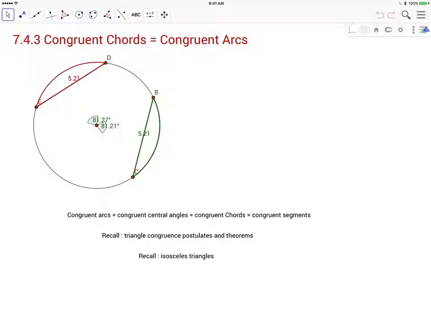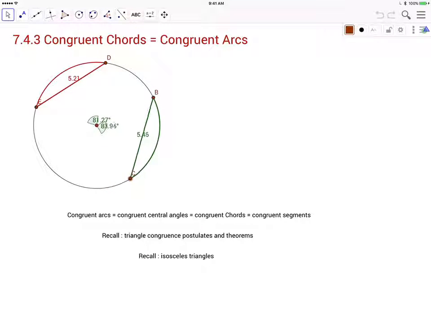Okay, 7.4.3. Now we're going to get into some good stuff. We're going to use chords and arcs. And in this one, we're going to talk a little bit about how when you have congruent chords and you try to put them inside a circle, they will create congruent arcs.